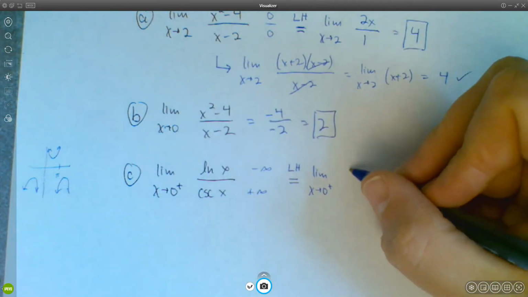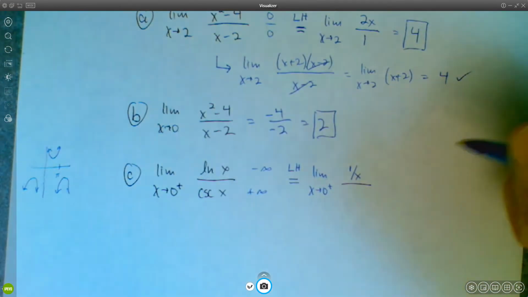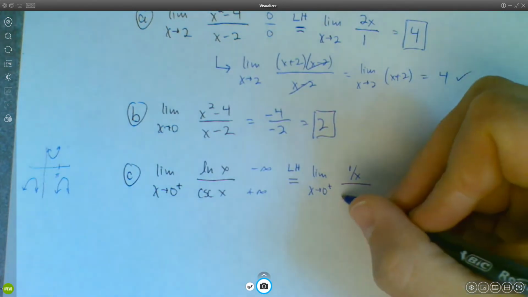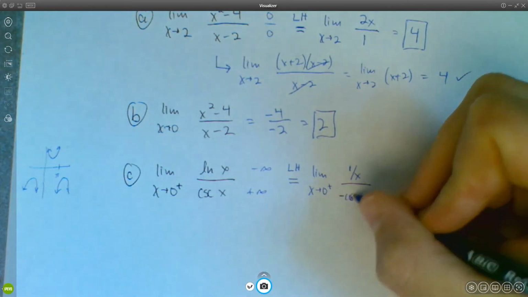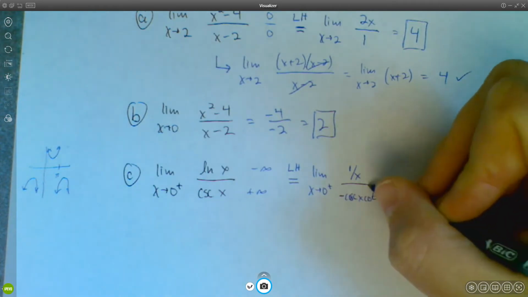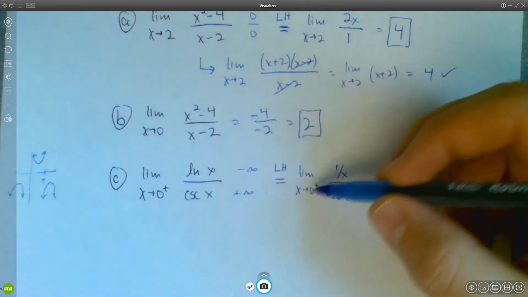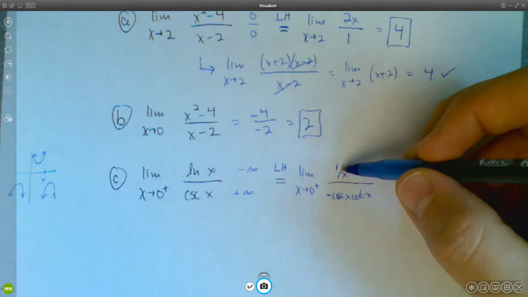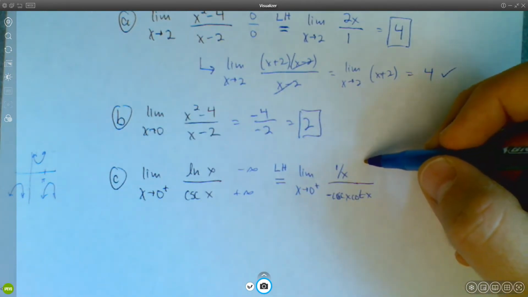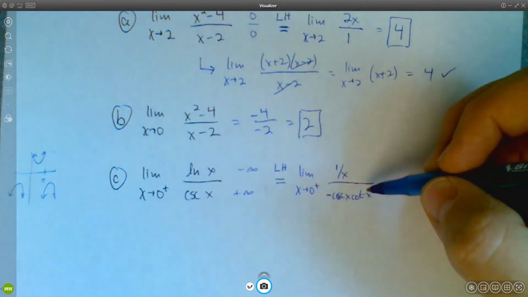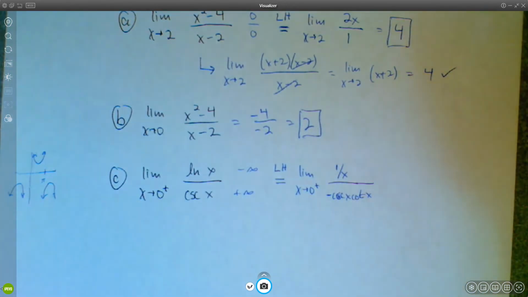So derivative of ln of x is 1 over x. Derivative of cosecant x is negative cosecant x cotangent x, which is how nasty, right? Okay, so let's see if we can clean this up, because if we plug in 0 at this point, we're still going to get infinity in the numerator, or negative infinity in the numerator, and in the denominator, holy schmoly, what would we get?